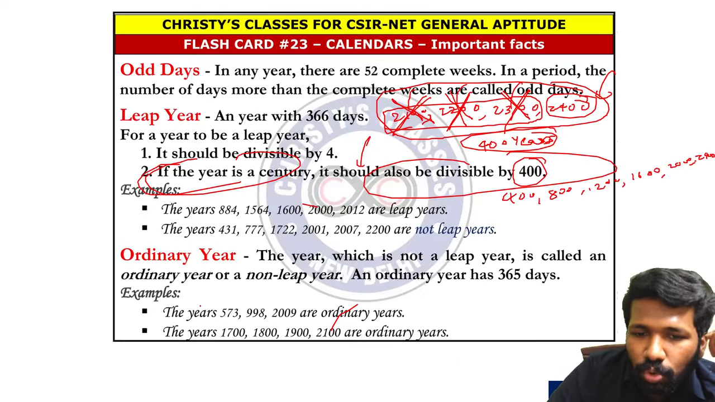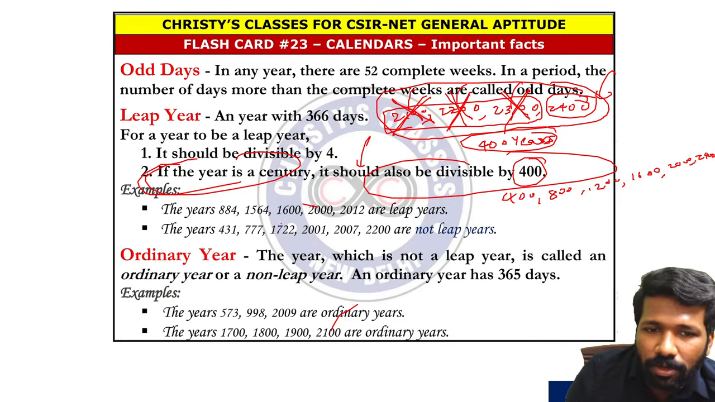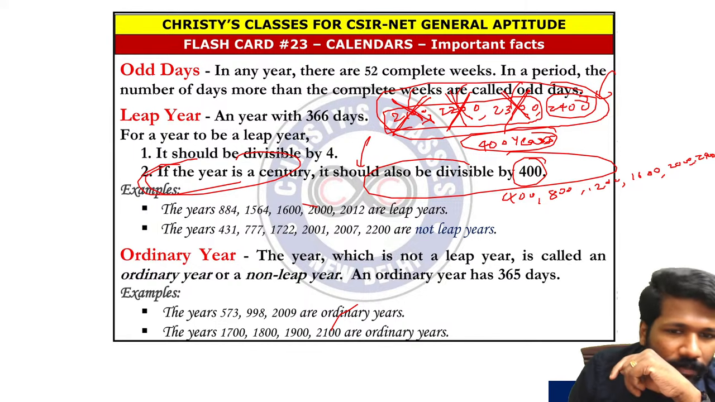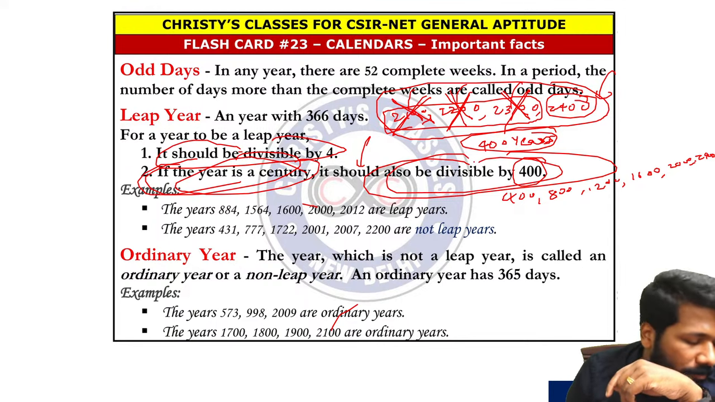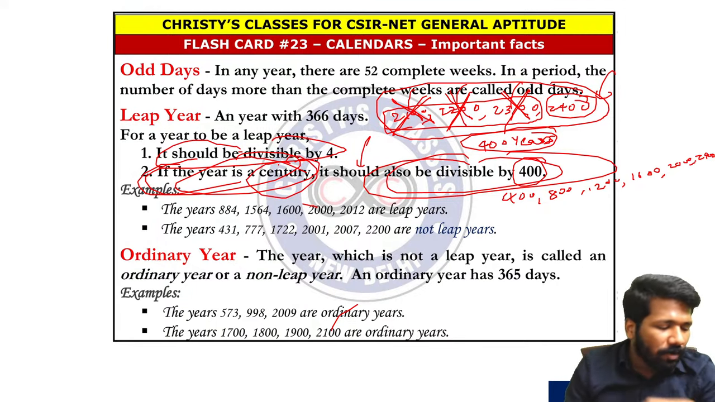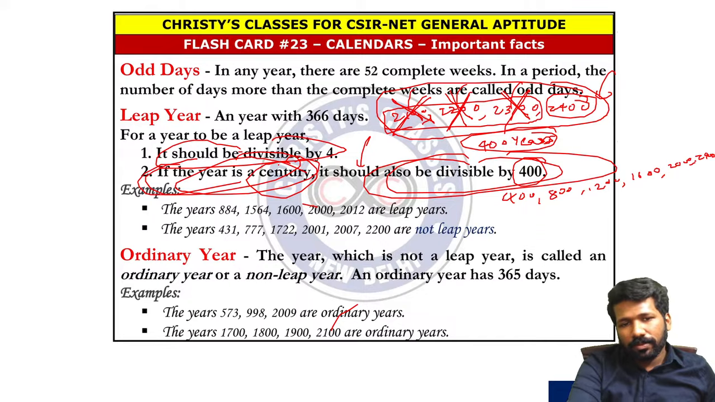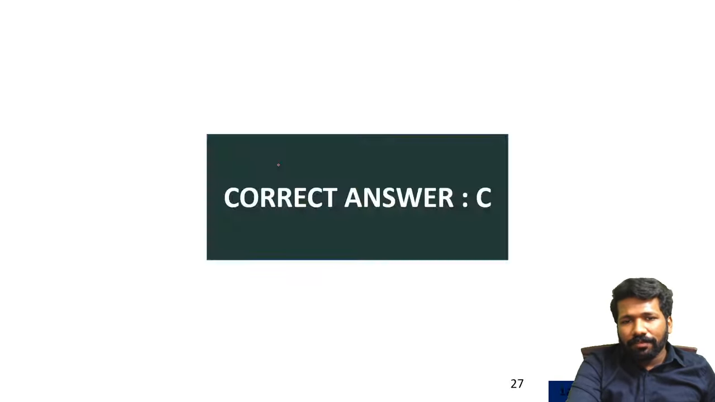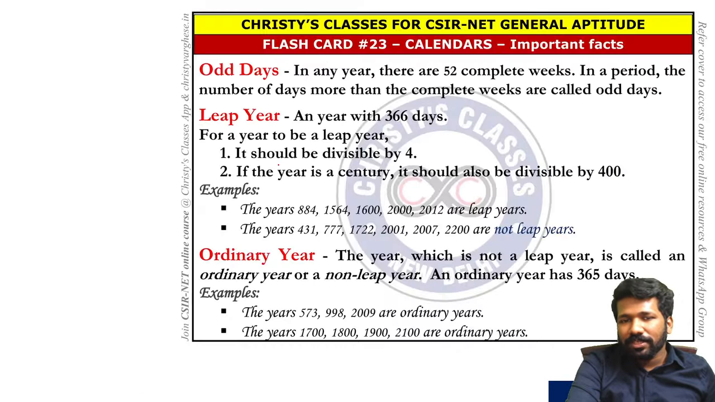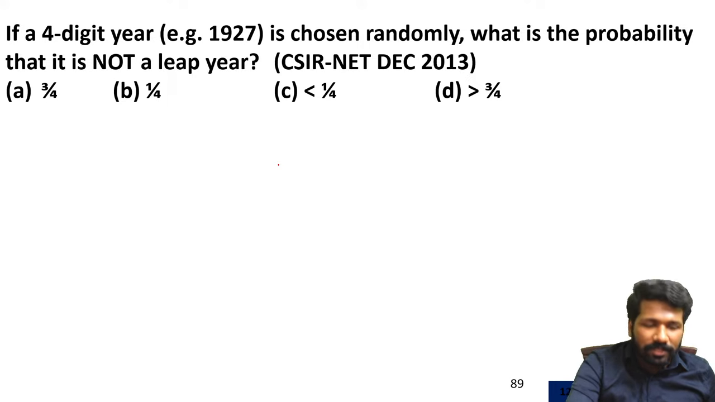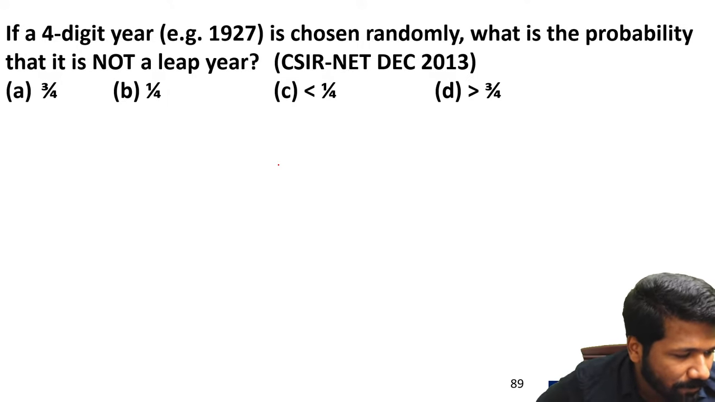In that, the rules are like this. For deciding a leap year, it should be divisible by 4, but if it is a century, it should be divisible by 400. Century means by default it is a multiple of 4. Now, I will show you how CSIR asked a question based on this, whether you know this criteria. And that is a beautiful question, because the way CSIR asked that question is beautiful. This was that question. Can you try this question?